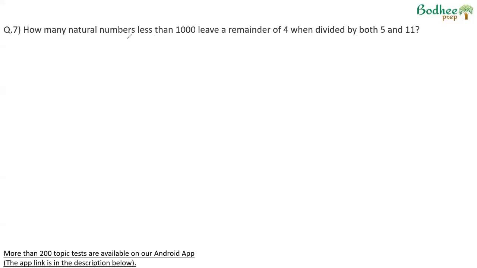How many natural numbers less than 1000 leave a remainder 4 when divided by both 5 and 11? So the smallest number which is divisible by 5 and 11 is 55. The number which leaves a remainder 4 will be 59. To get further numbers, we have to add 55 to it. So basically, my required numbers will be 59, or rather, let us start with the smallest number.